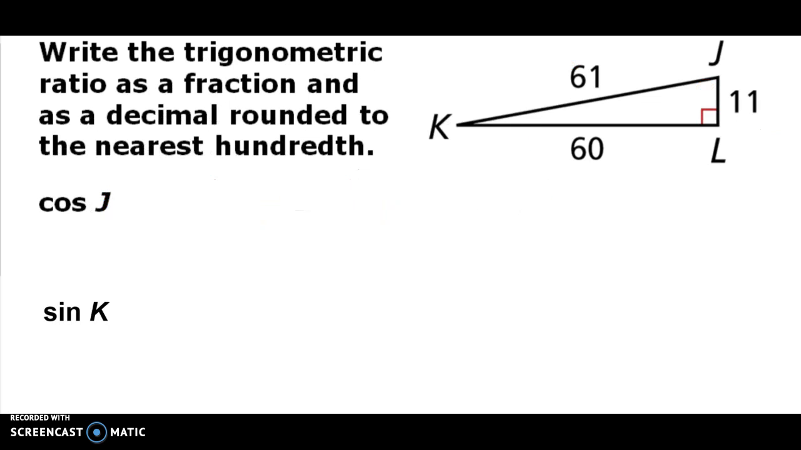Okay, now let's do cosine of j. So has theta moved, or am I still talking about the same angle? Okay, so where's theta at? Where do I put my theta? Mason, where do I put my theta? Angle j, that is correct, because it's saying cosine of j. So you're going to put a theta right here in the corner.